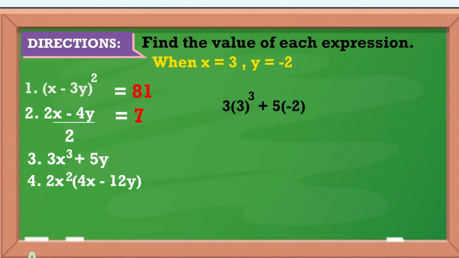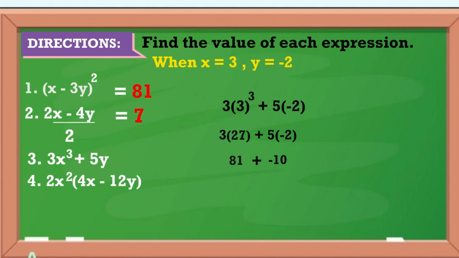Okay, let's simplify. First, we will follow the rules of PEMDAS. So we will solve first the exponent. 3 cubed. So 3 times 3, 9 times 3 is equal to 27. So now it will be 3 times 27 plus 5 times negative 2. Next, let's solve the multiplication. So 3 times 27 is equal to 81. And then 5 times negative 2 is equal to negative 10. So 81 plus negative 10.